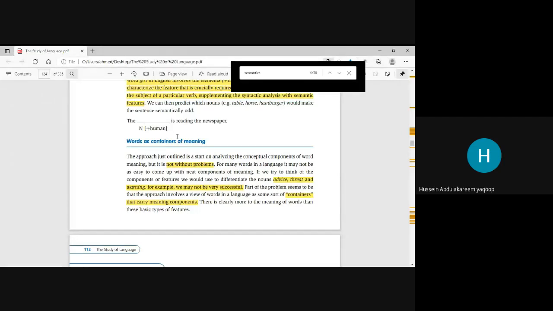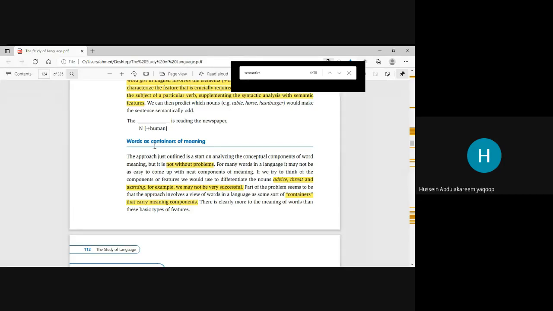This is odd. Why? Why is the horse wrong here? What's wrong? Because it is not human. So there is no possibility for a horse to read a newspaper, or to read even.